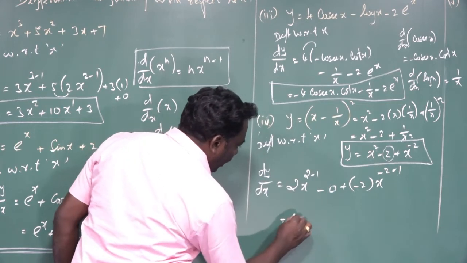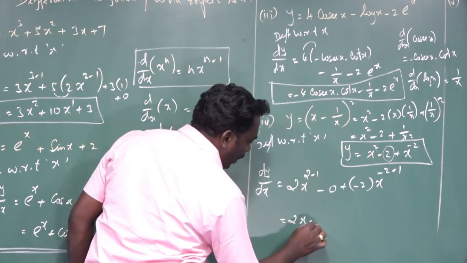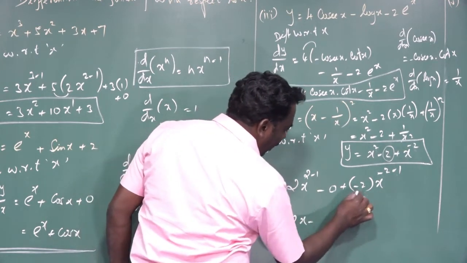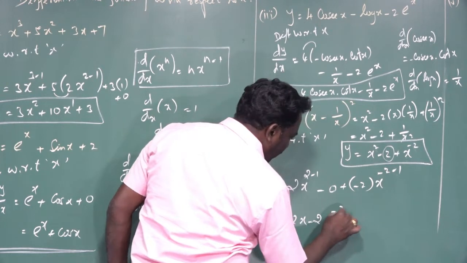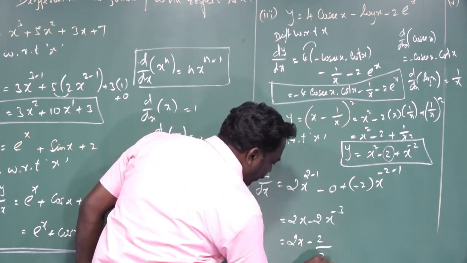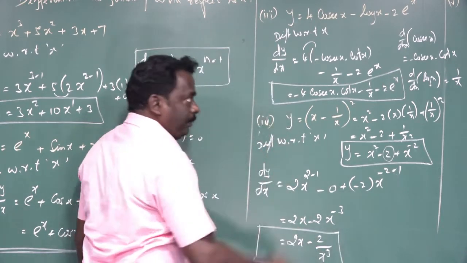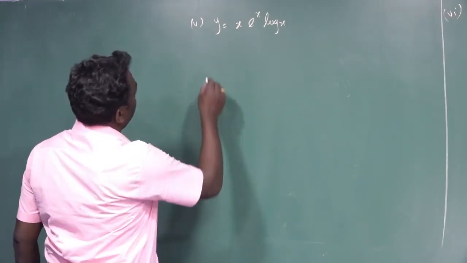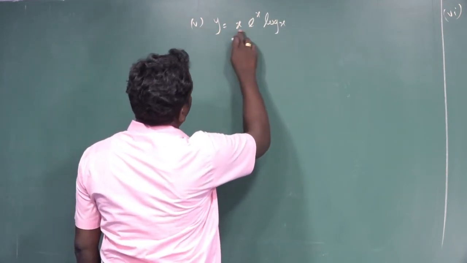Now just simplify. It is 2 into x power 2 minus 1, which is x power 1, minus 0 vanishes, and minus 2 into x power minus 2 minus 1, which is x power minus 3. That is equal to 2x minus 2 by x power 3. That is the derivative of this given function.